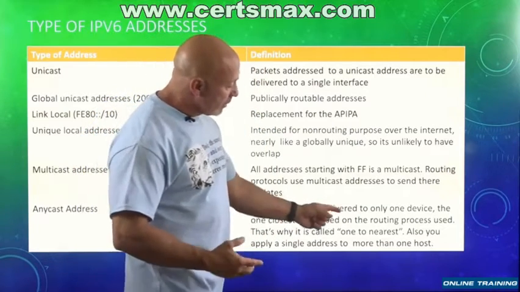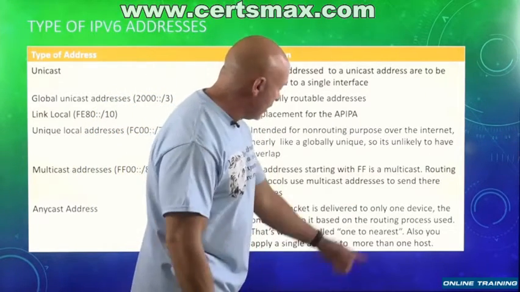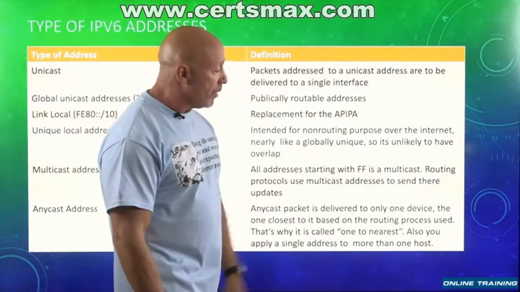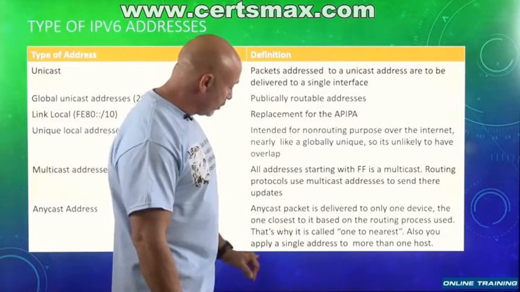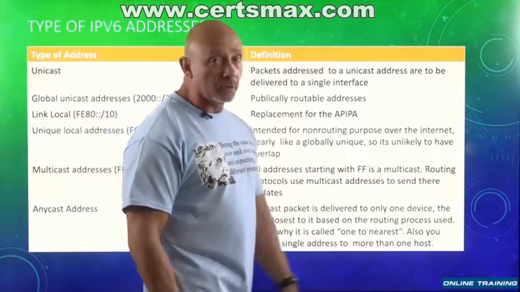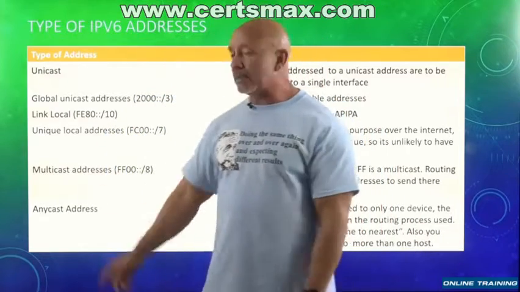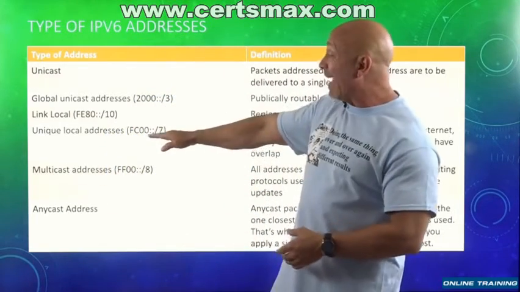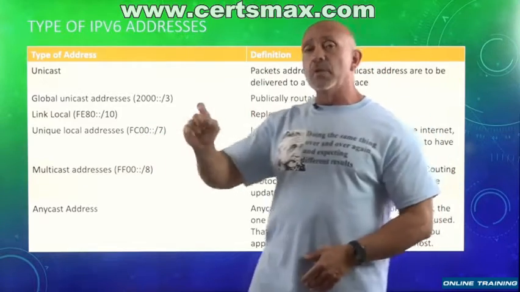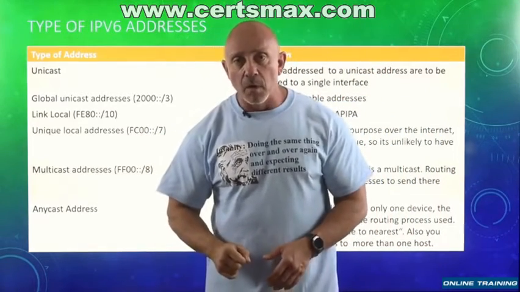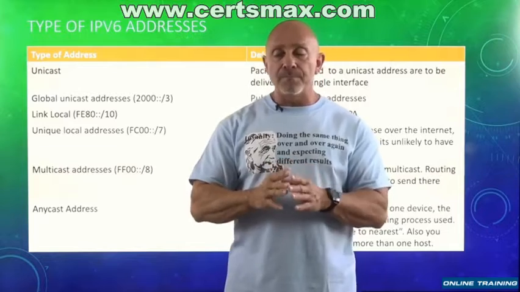If you see FF, multicast. And the new one, which is the Anycast address. Let's read this. An Anycast packet is delivered to only one device, the one closest to it based on the routing protocol used. That's why it is called one to nearest. Also, you can use any single address on more than one host. The Anycast address is taken from the unique local address range, but at the end of it, you put Anycast.